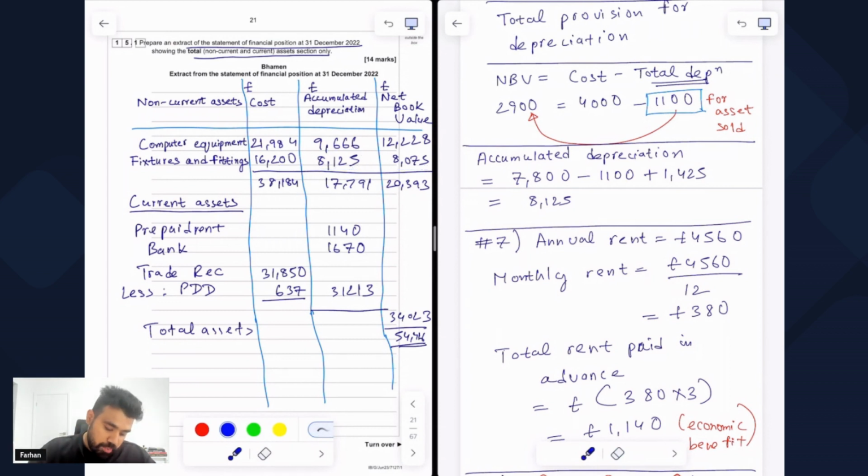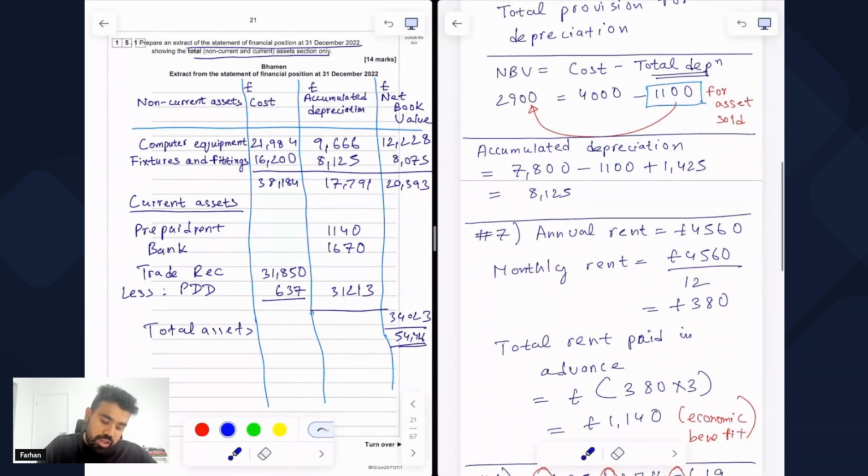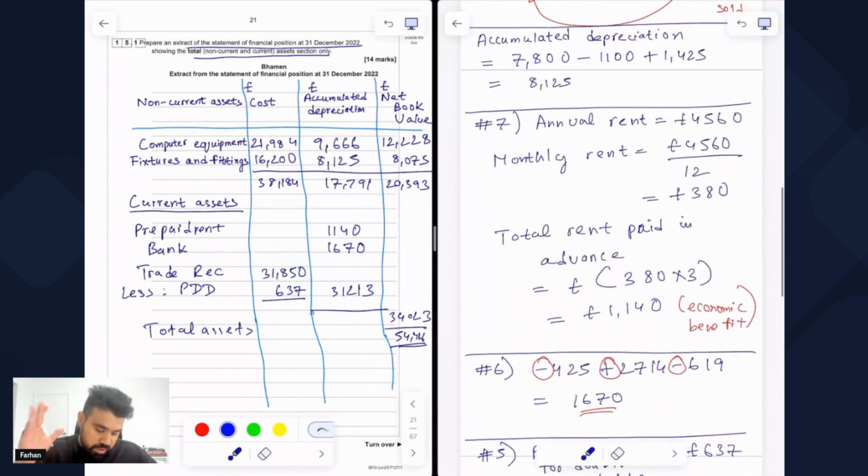Now, I want to close the non-current assets section. So you just find the total cost, the total accumulated depreciation, and when you subtract the total accumulated depreciation from the total cost, you arrive at the net book value, which is 20,393 pounds. In other words, the total value of non-current assets that we have in the books for the business is 20,393 pounds. All right, so I believe that was pretty clear and easy to understand.